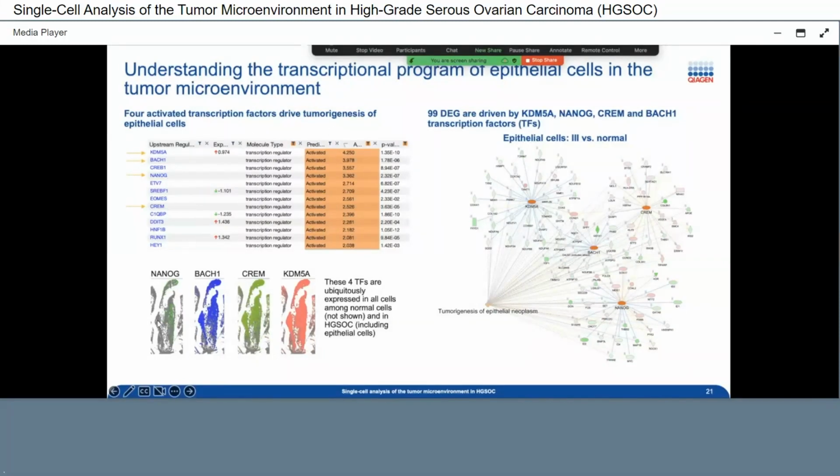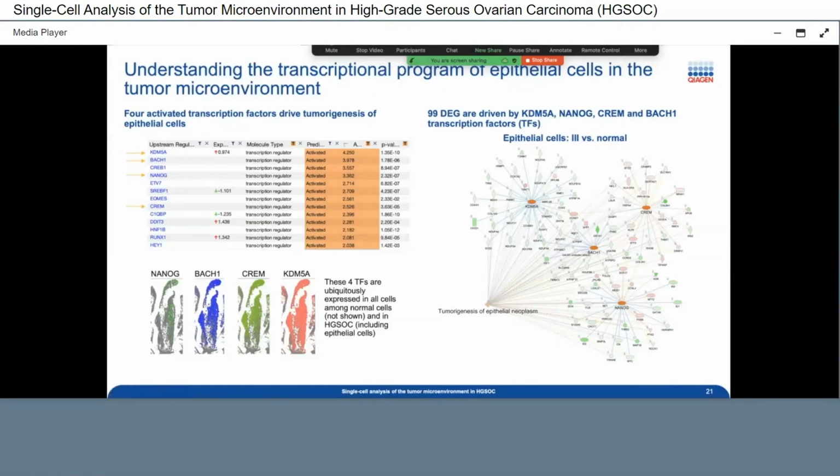So first of all, I wanted to look at the representation in that UMAP I provided to you before. Where are they expressed? You just have to believe me, all these 4 transcription factors are expressed ubiquitously in all normal cells. That's the normal fact. But they are expressed also, as you can tell here, NANOG, in the epithelial cells. This is this cluster. All of that are epithelial cells. NANOG, BAC1, CREM, and KDM5A are all expressed in cancer cells, in epithelial cells.